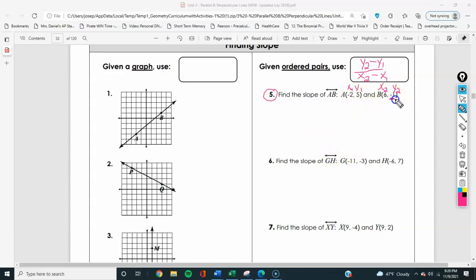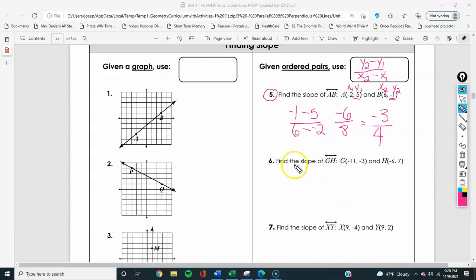So I'm going to do my y2, which is -1, minus my y1, which is 5, all over my x2, which is 6, minus my x1, which was -2. -1 minus 5 is -6. 6 plus 2 is 8. Reduce that down to -3/4.